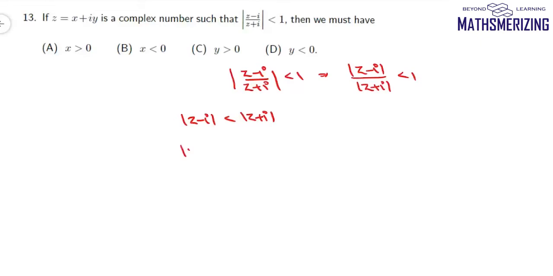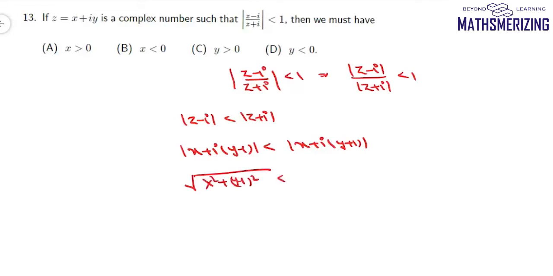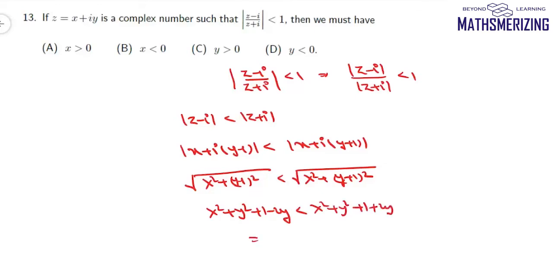Now here I'll write this is x plus iota y minus 1, and this is x plus iota y plus 1. So we'll take modulus, we'll get under root of x square plus y minus 1 whole square, and this is under root of x square plus y plus 1 whole square. So here I'll get x square plus y square plus 1 minus 2y is less than x square plus y square plus 1 plus 2y. So we'll simplify, we'll get y is greater than 0, and that's your option number C.